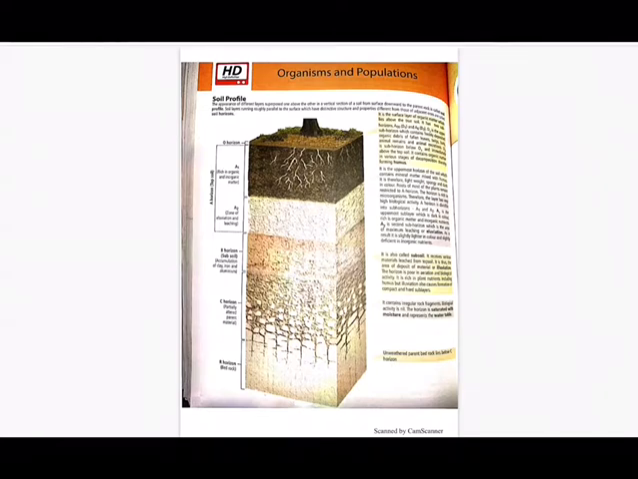O1 is the upper sub-horizon that contains freshly deposited organic debris of fallen leaves, twigs, bark, animal remains and animal excreta. O2 is the sub-horizon below O1 and immediately above the topsoil. It contains organic matter in various stages of decomposition, thereby forming humus.